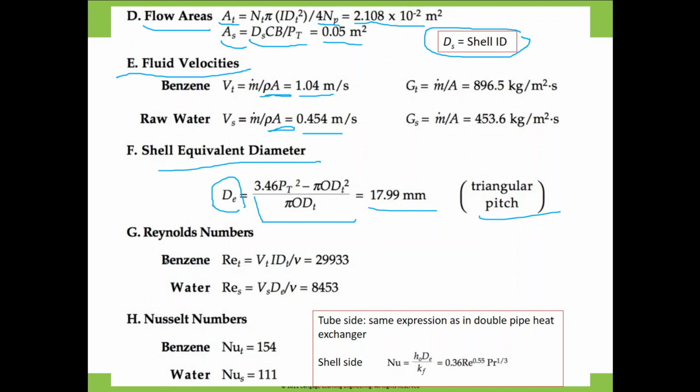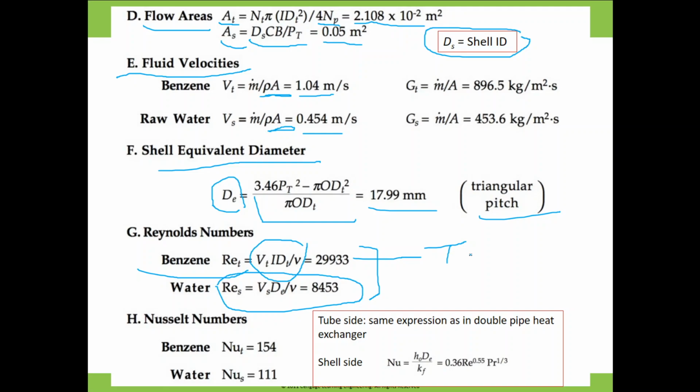Then we can calculate the Reynolds number for the tube side. We can substitute the values from the properties for kinematic viscosity, and the VT we just calculated, and IDT we know. Similarly, we can calculate the Reynolds number for the shell side. The VS we just calculated, and the nu we know from the properties. Okay, so now we know the Reynolds number. As we can see, this is a turbulent flow case, so we can use the turbulent flow expression.